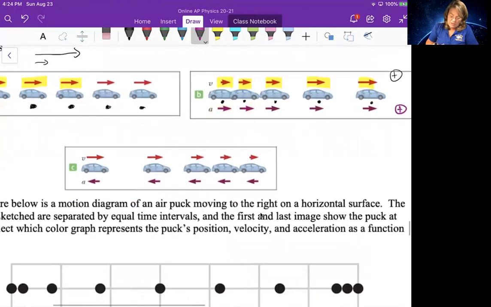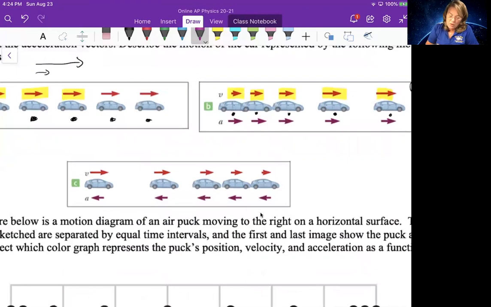Okay, so now let's take a look at C. So I can have a dot at each car, and I'm starting off with a large velocity vector, and I start to slow down because the dots are getting closer and closer, and the time intervals are the same. And therefore, I must have an acceleration. But what is the acceleration? It is in the negative direction. My velocity is in the positive direction. So sure enough, I'm slowing down because I have opposite signs between my velocity and acceleration. Okay, hopefully that makes sense.